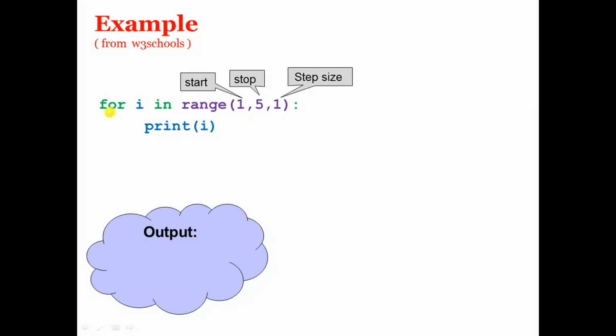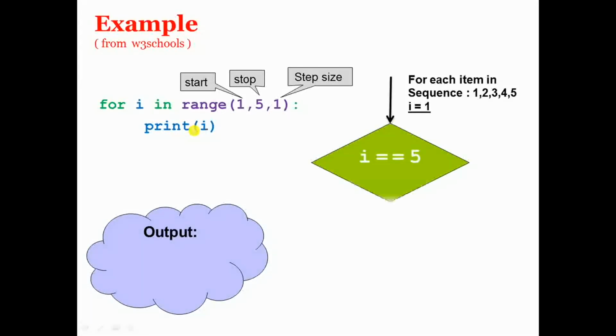Syntax, it looks like this. You will write for, then you will have a variable, let it be I. In range, 1 is the start point, 5 is the stop point, step size is 1. Step size, if you don't indicate it, by default it will be 1. So here you may not write the 1. Then we print the I. Now let's see it with a flowchart.